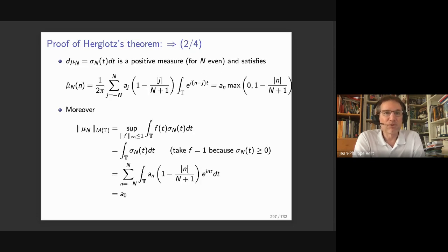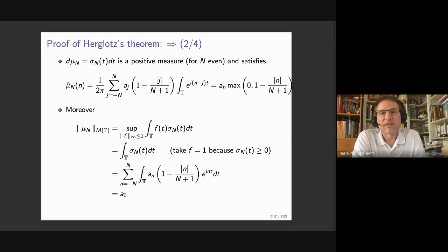So the measure mu n is a positive measure. We can compute its Fourier transform if we want. It's not exactly equal to, so mu hat capital N of n is not exactly equal to an. It's an times this max, which I said converges to 1 when capital N is getting large, but it's not exactly an. It's almost an.